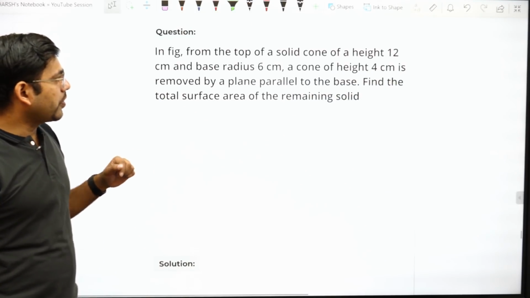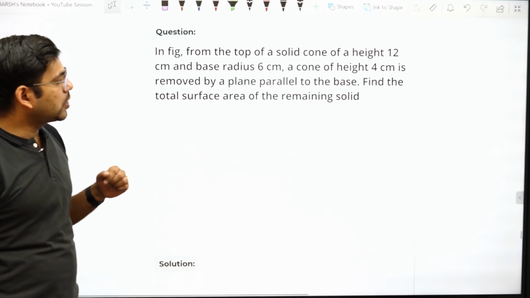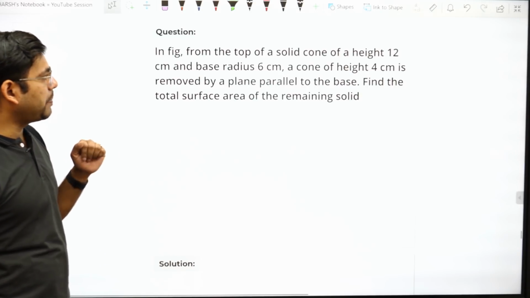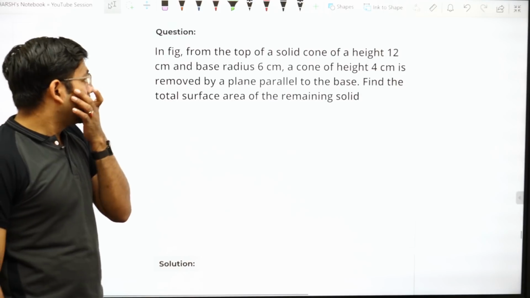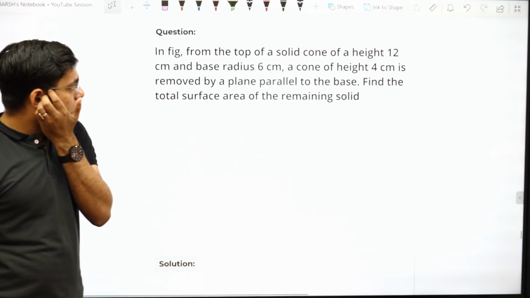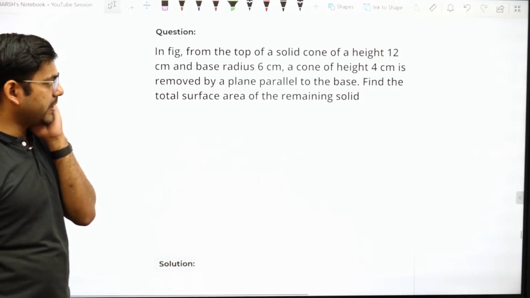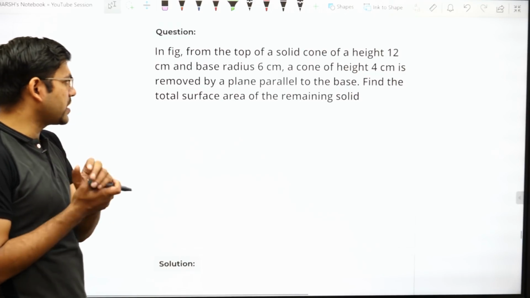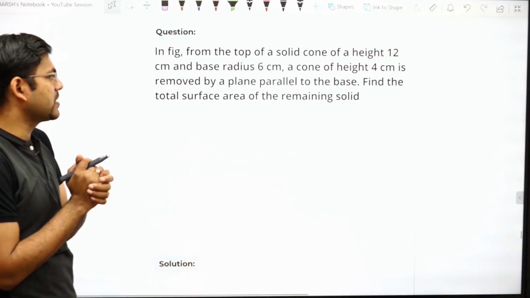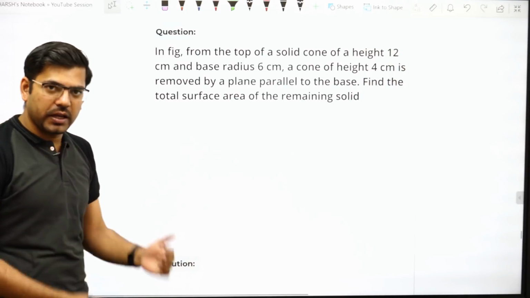In figure, from the top of a solid cone of height 12 centimeter and base radius 6 centimeter, a cone of height 4 centimeter is removed by a plane parallel to the base. Find the total surface area of the remaining solid.